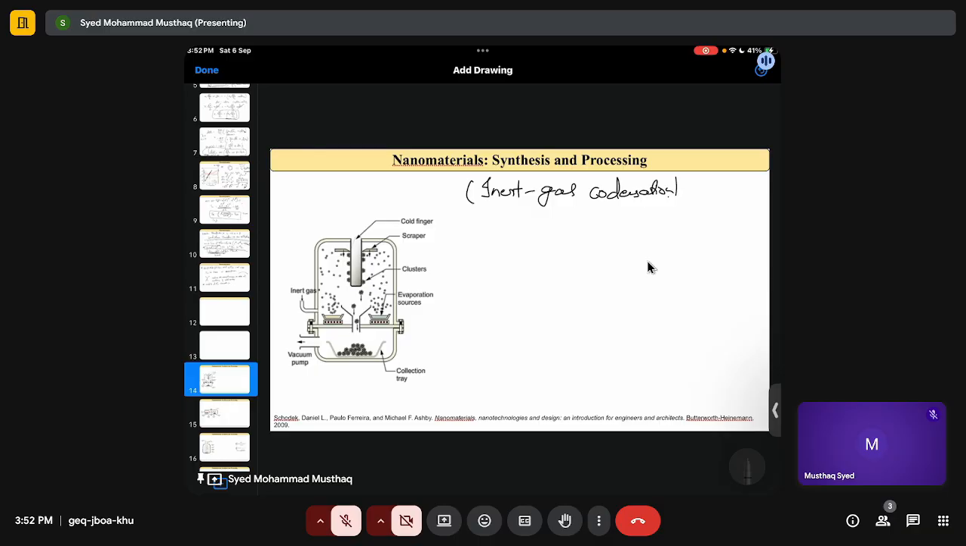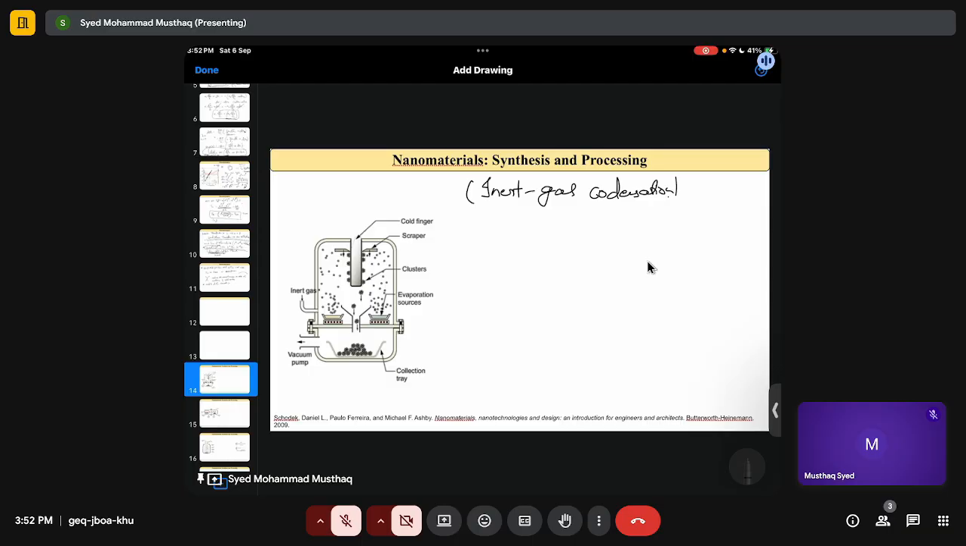What do you mean by gas phase? Again, we start with a gas phase, let's take any gas, methane gas. The best way to explain this is the inert gas condensation or inert gas expansion.